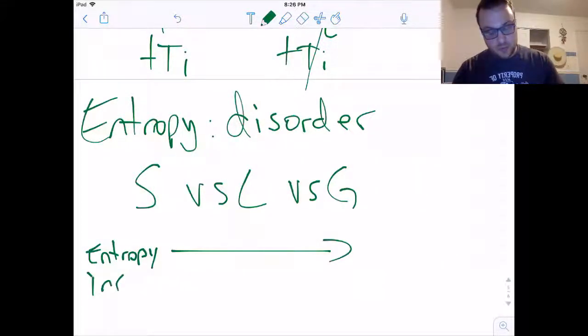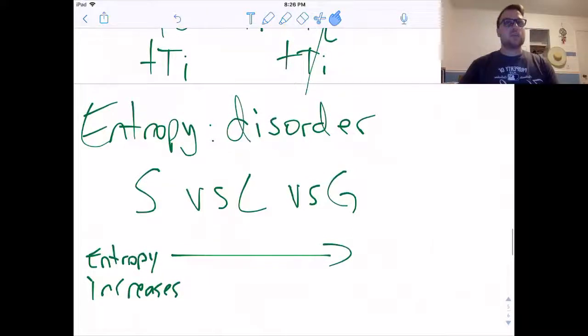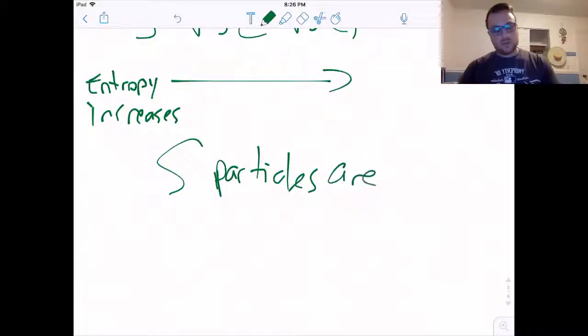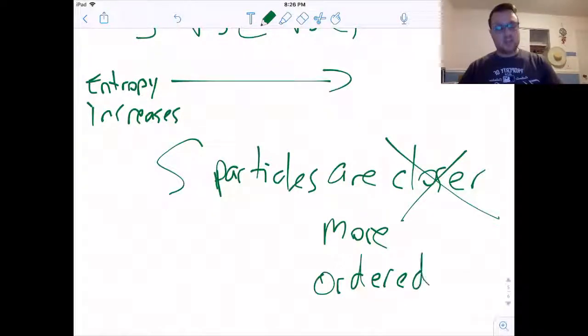Also, when we think of entropy, don't say closer together. So don't say a solid's particles are closer. We don't like to hear that, because it's not that they're closer together. A solid's particles are more ordered, or they're less disordered. That's really a better answer. Because we talked about water last night. Water's particles as a solid are further apart than water's particles as a liquid, because water's a little weird.